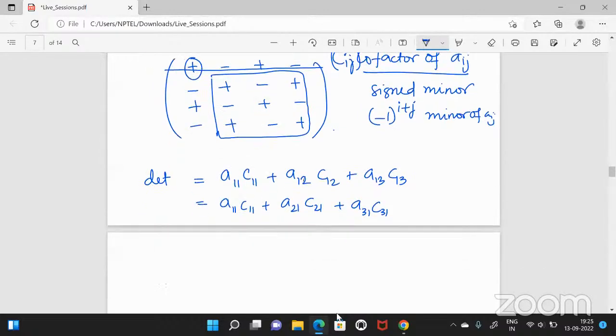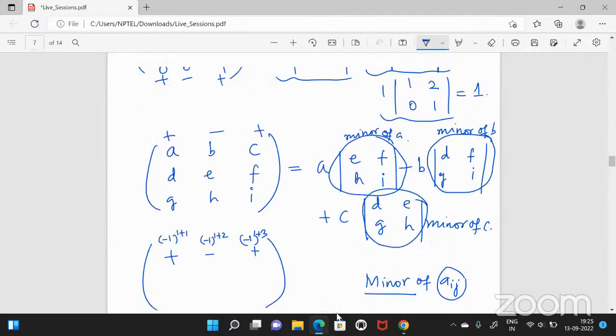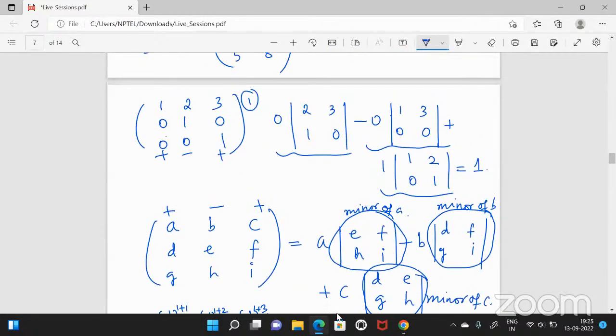Is it clear? Ma'am, I have a doubt about this. If we are able to get the determinant from the first row itself, then why are we doing it for all the rows? No, you needn't do it for all the rows. You can pick which row you want.